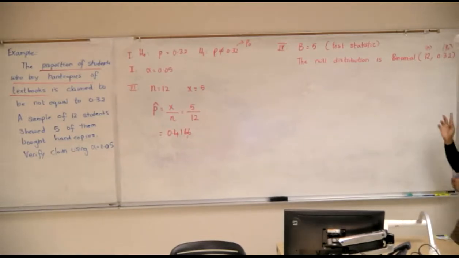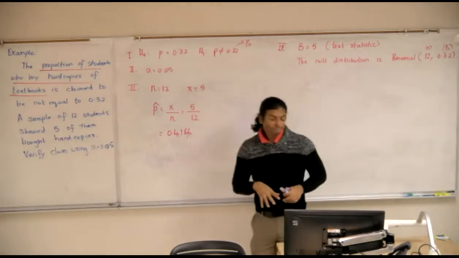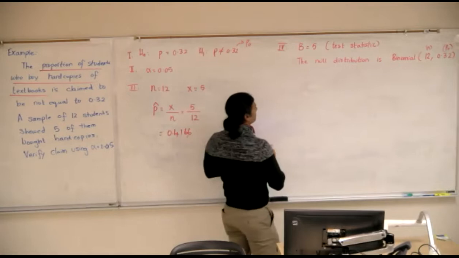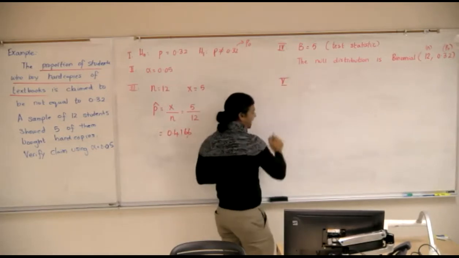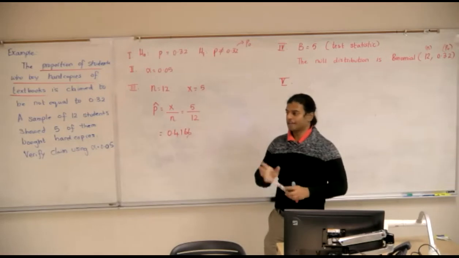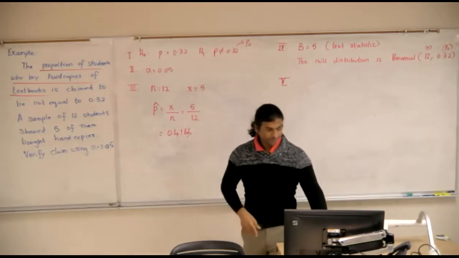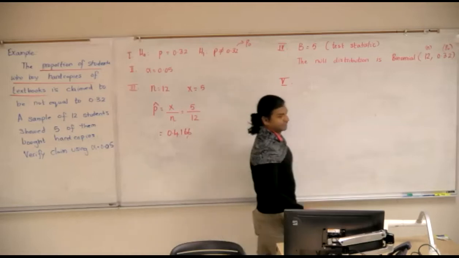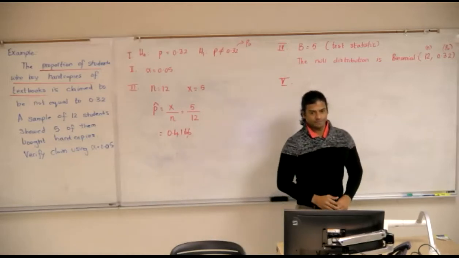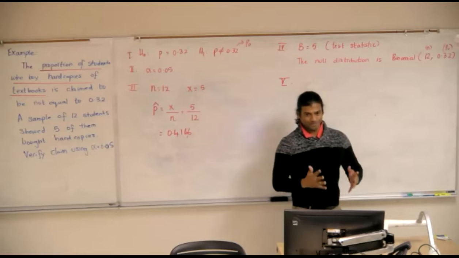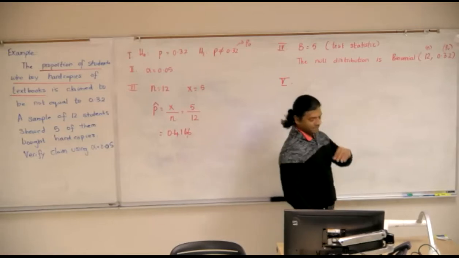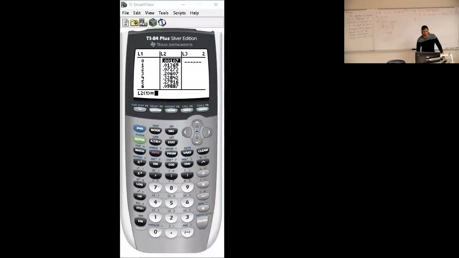The null distribution is going to help us come up with critical values. How did we find the critical values for an exact test last time and the time before? What did we use? It's the binomial PDF. We use the calculator. I'm going to clear the list.